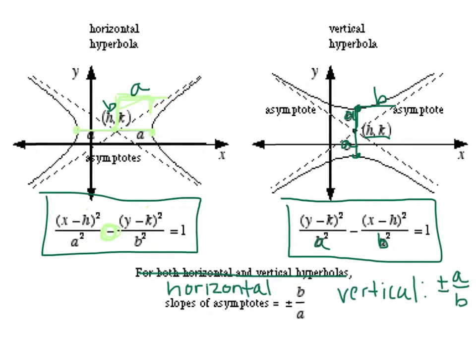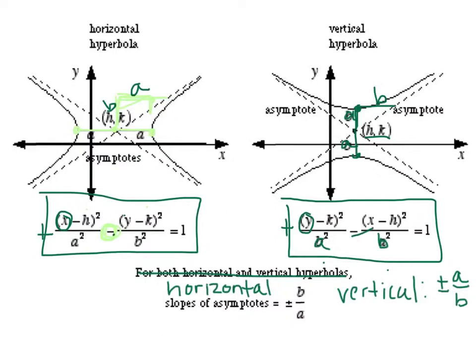A key thing to remember when you're doing hyperbolas is in ellipses, we based the horizontal versus vertical on which one had the larger denominator. But in a hyperbola, we base it on whether it's positive or not. The horizontal hyperbola has the x part being positive and the y part being negative, and the vertical hyperbola has the y part first, or positive, and the x part is negative.